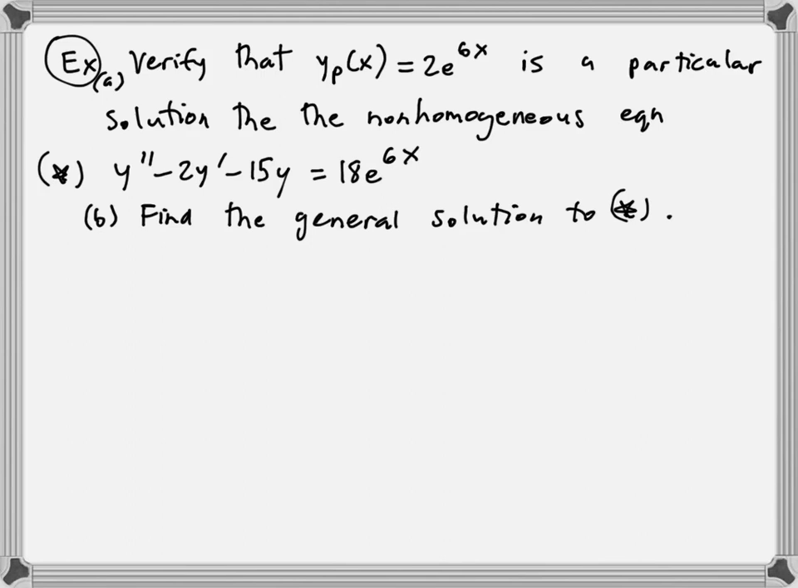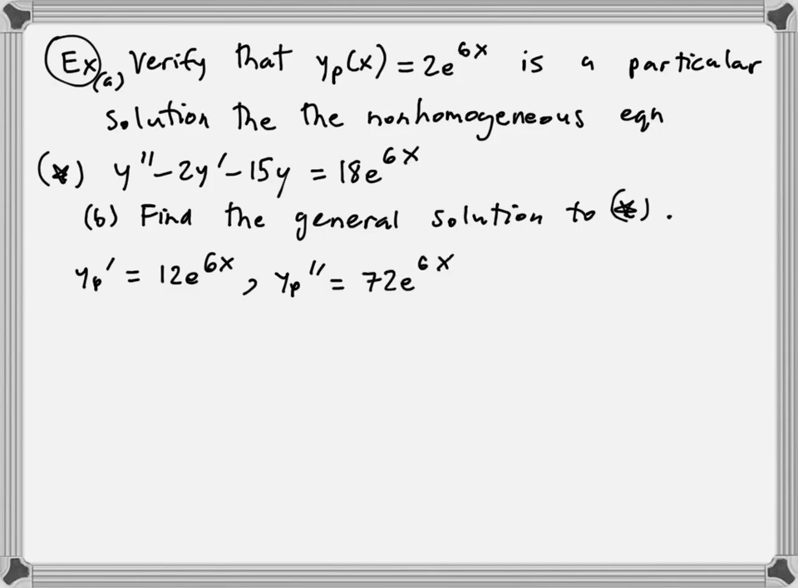Okay, so we need to verify that that guy is a solution, right? So let's go ahead and check it. So what is yp prime, first of all? Take its derivative, you get 12e to the 6x. And what's yp double prime? Multiply that by 6 again, we get 72e to the 6x, right?